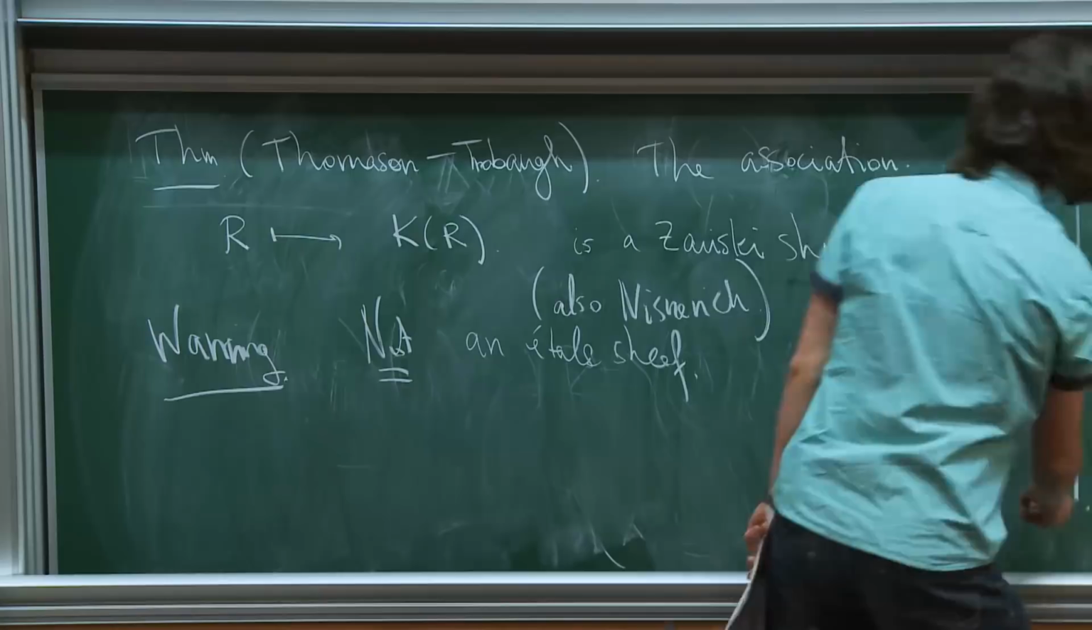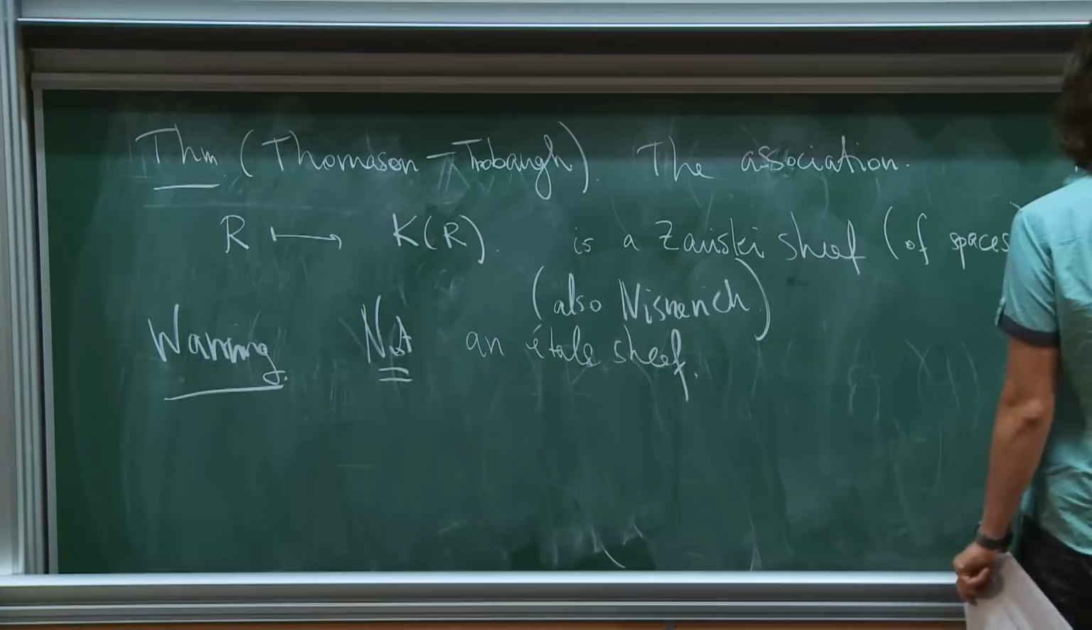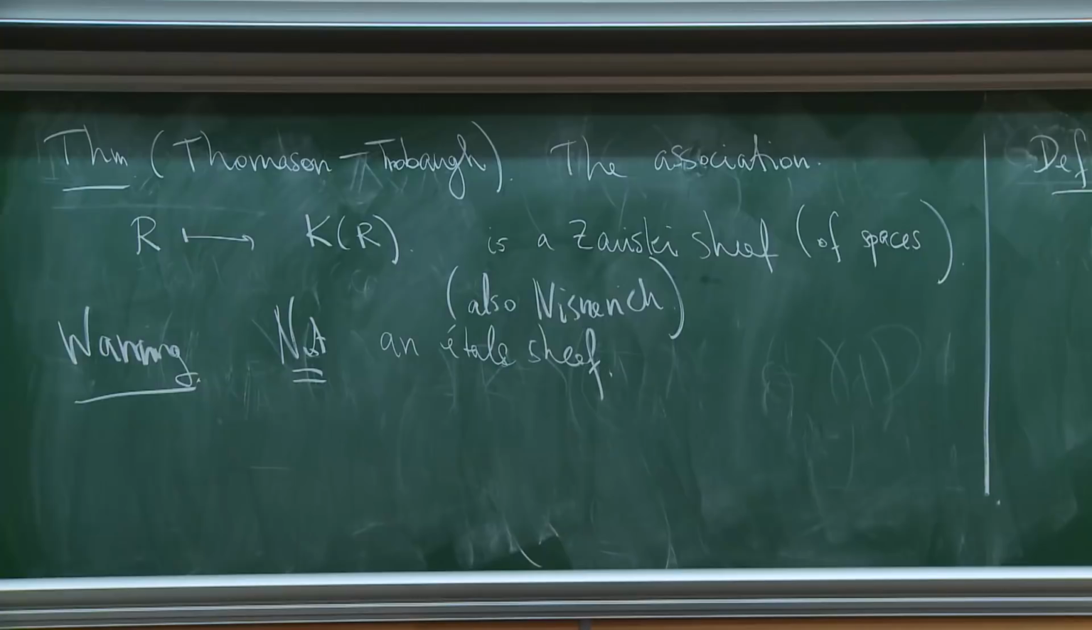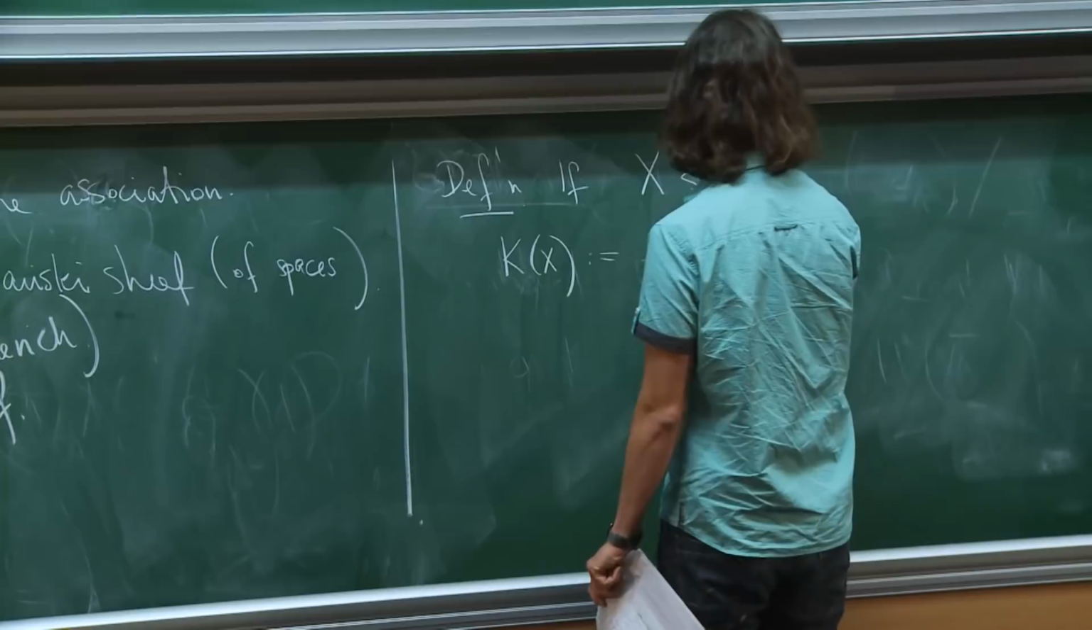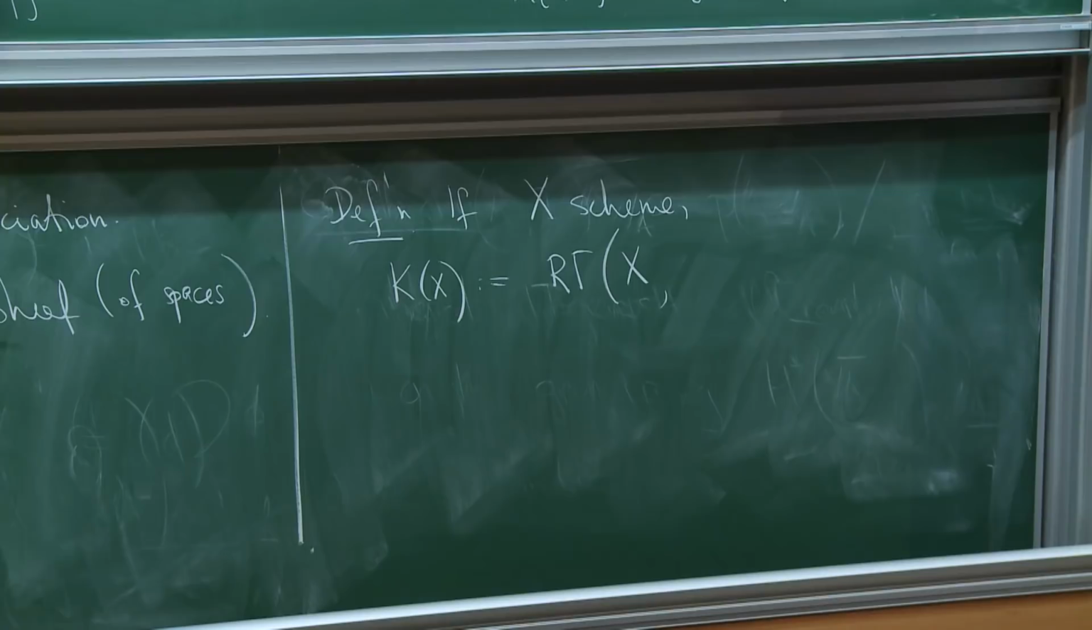Okay, but if you have any sheaf, then it's clear how to globalize it on a scheme. So if X is a scheme, I define the K-theory of X to be the global sections on the Zariski topology of X, so on the topological space of X, of the K-theory presheaf. Let me just call it K.